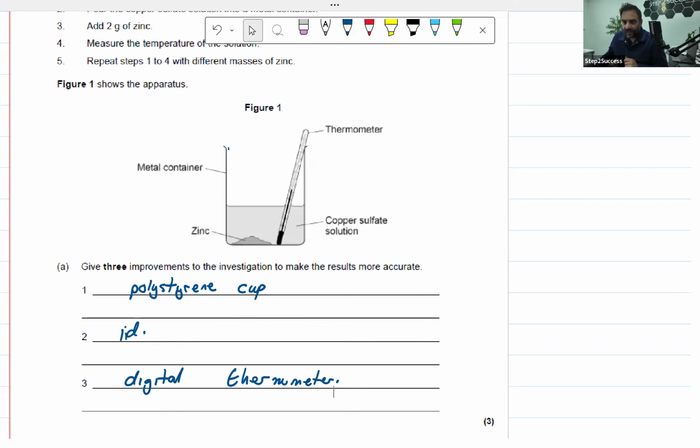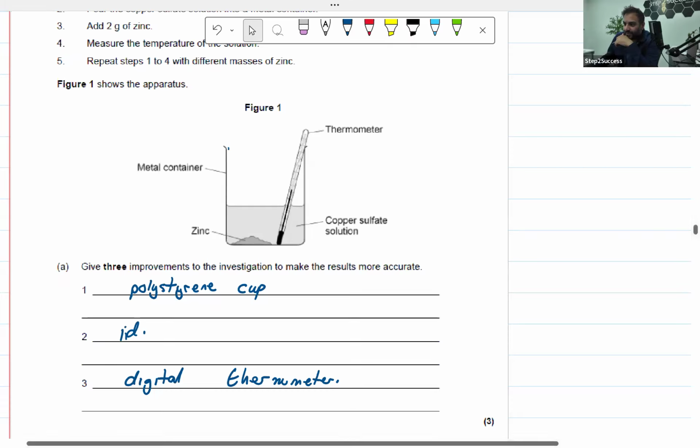Is there anything else? Let me just check what it says in the mark scheme. So polystyrene cup, lid, digital thermometer. You could also stir it. That might make it a bit better because you'd get the reaction happening better. And yeah, that would be it.